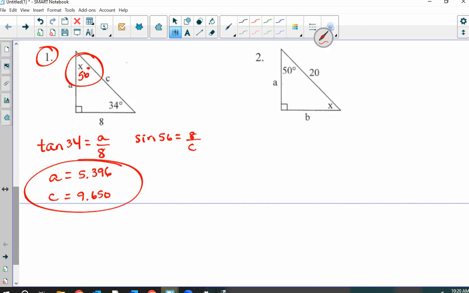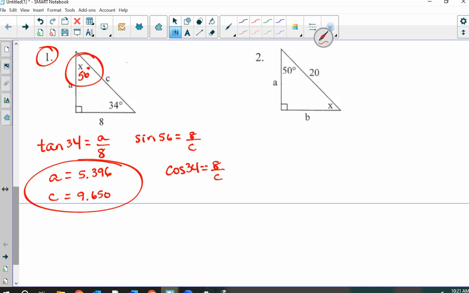Are you stuck on that one algebraically at all? If you use cosine, what would you do? Sure. You could do cosine of 34 equals 8 over C. You'd still get the same answer for C. Okay. Do you get how to solve for C algebraically? Yeah. Oh, okay. Yeah, because you have to round this.